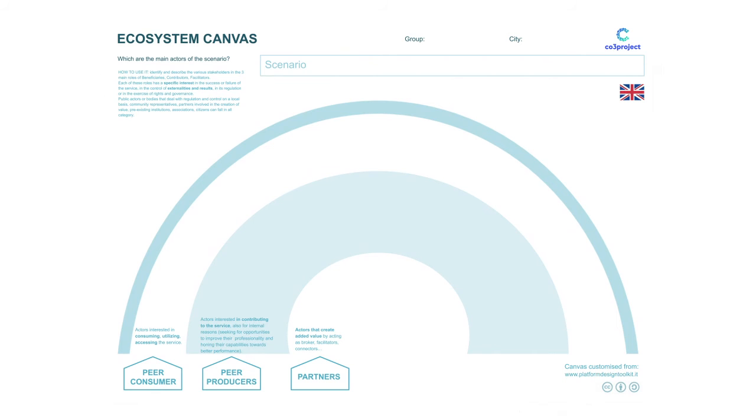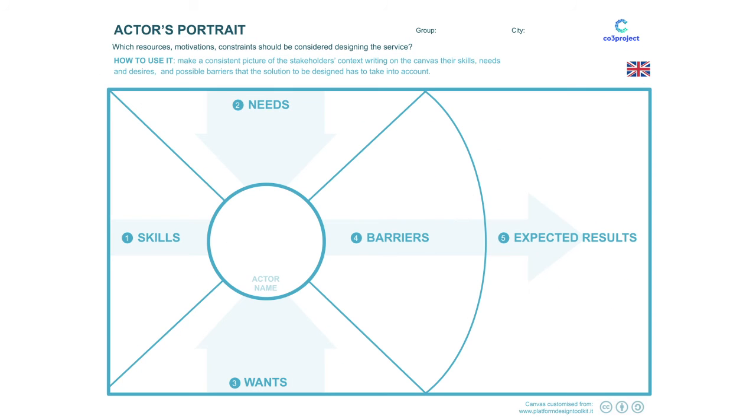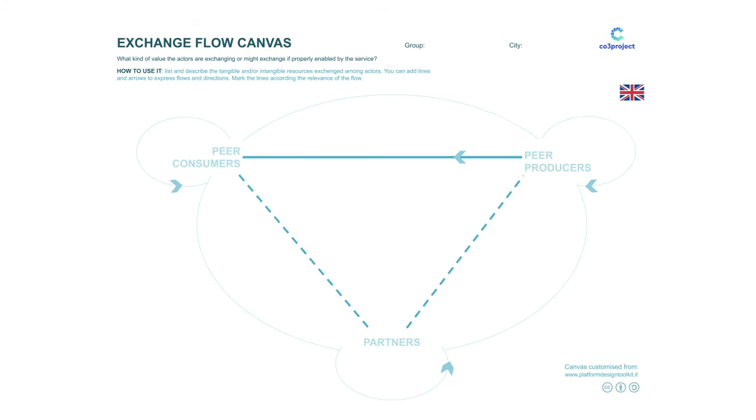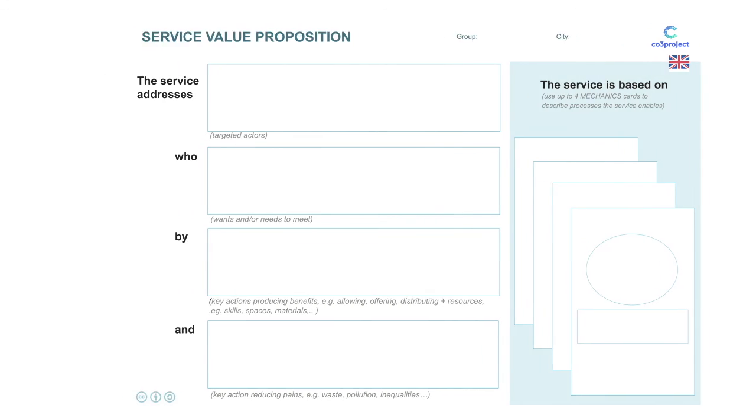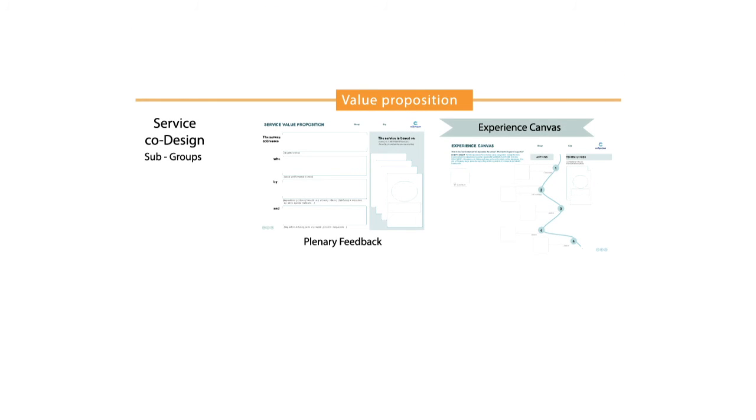Ecosystem. The stakeholder map. Actors' portraits. Needs, barriers, the ambition of stakeholders. Exchange flow. Interactions among actors to be enhanced and enabled. Value proposition. The service concept solving the challenge, respecting the previous elements. The introduction and the first active session focused on the identification of the challenge presented by the service, the actors, the service delivery flow, and the value proposition to be reached.